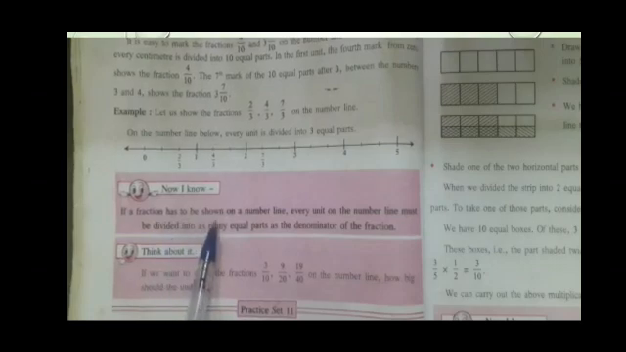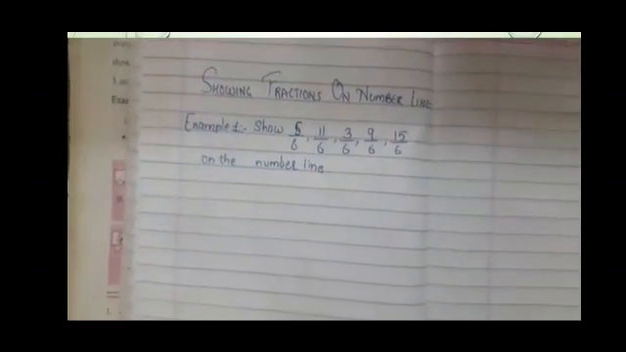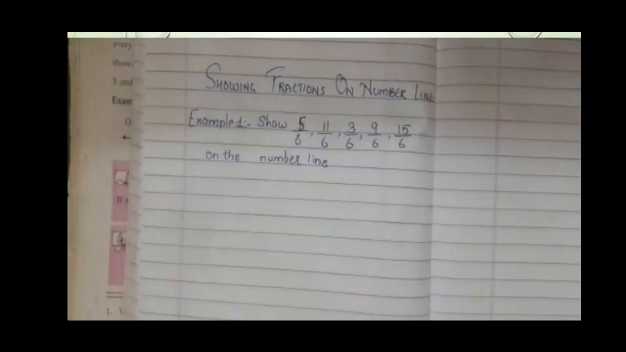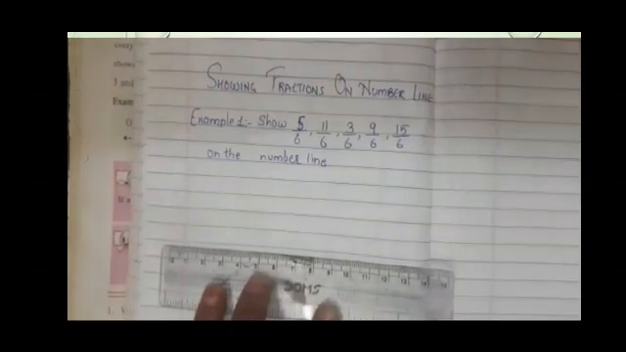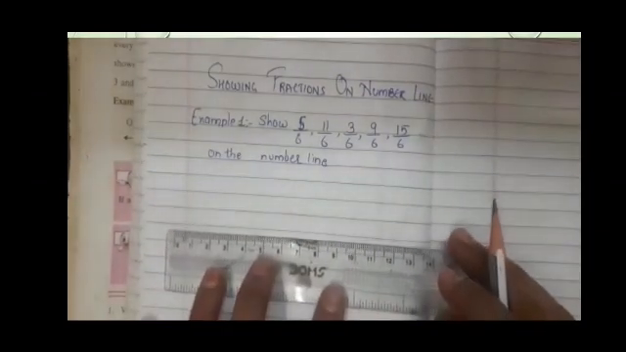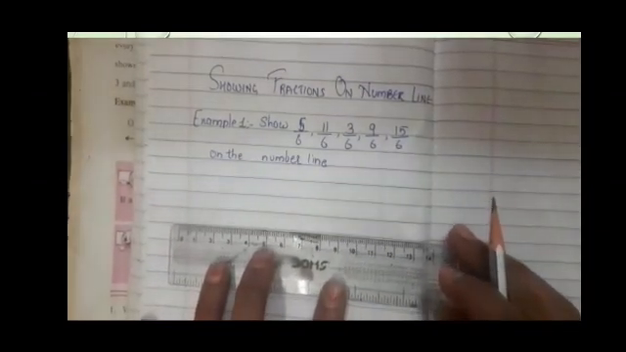If a fraction has to be shown on a number line, every unit on the number line must be divided into as many equal parts as the denominator of the fraction. This thing you have to keep in mind. Now children, let's take one more example. Example 1. Show 5 by 6, 11 by 6, 9 by 6, 3 by 6, 15 by 6 on the number line.